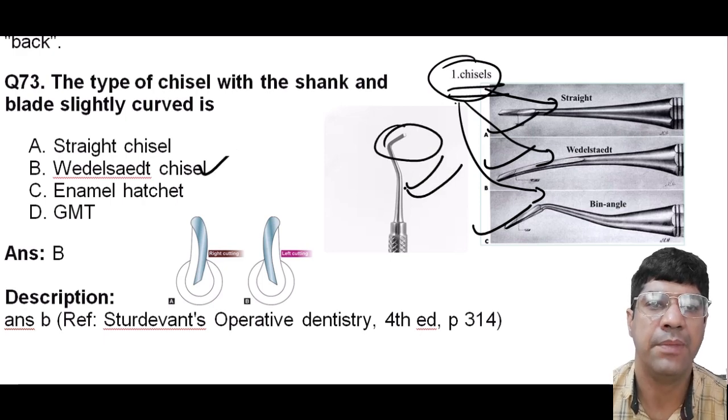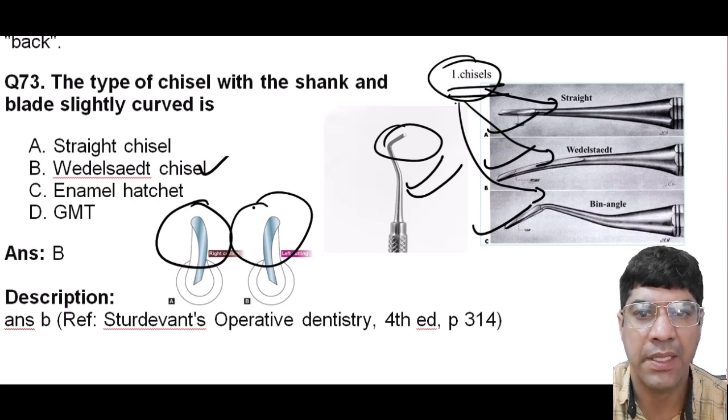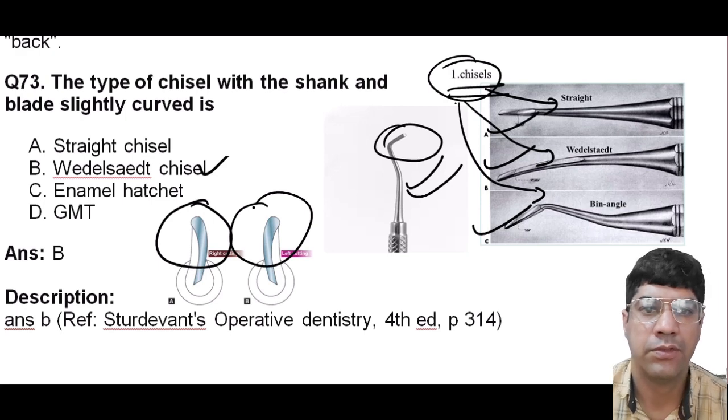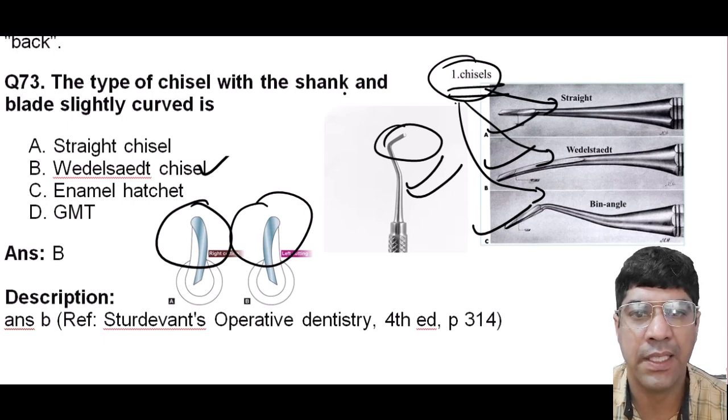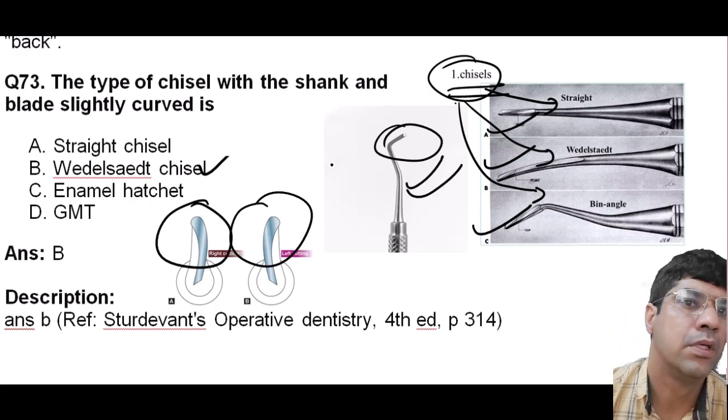So these are the GMT. They are available in left and right forms. They are used for shaping and beveling the gingival margin of dental restorations. In the GMT, the curved blade can be oriented to the left side or right side.